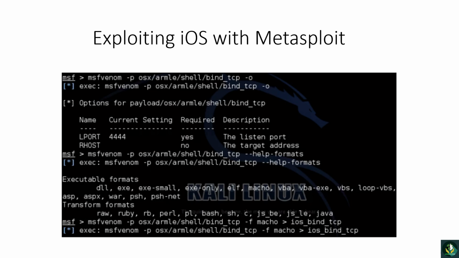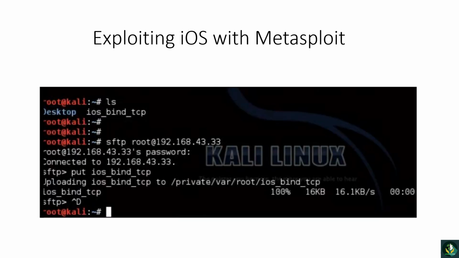Let's see how we can upload the file to your iOS device. As you can see, it lists all of those vulnerabilities. This is the vulnerability. After that, we logged into the device using the SFTP protocol, and we uploaded the malicious file onto the iOS device with ease. How can we do that? We just use SFTP with root onto this machine's IP address. After that, we give our password, and we put our ios bind tcp file in here.